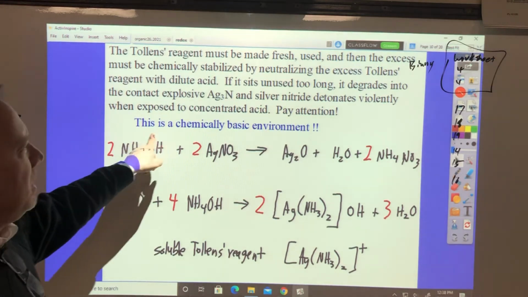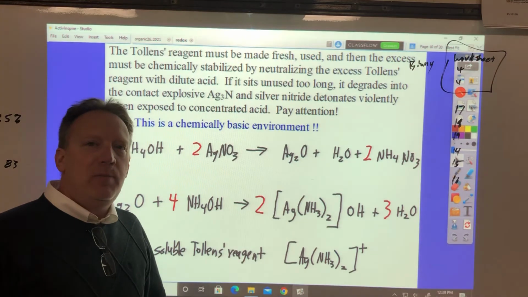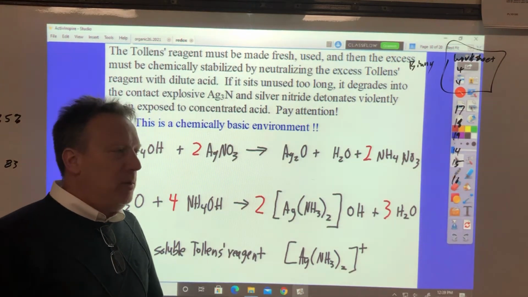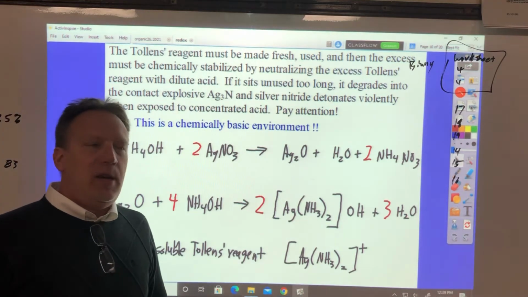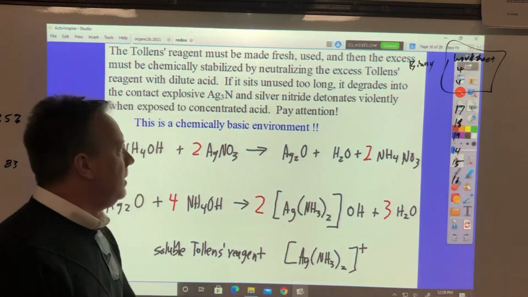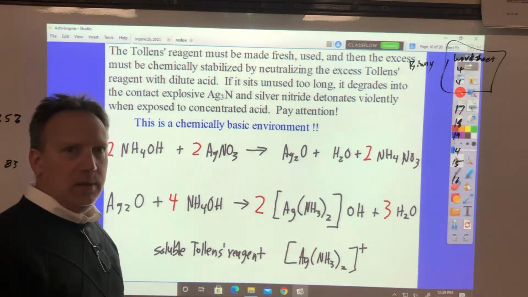So this is a chemically basic environment. We're not going to come off with limbs missing, and we're not going to use that much, so you don't need to notify FEMA or anything. But we do have to pay attention to what we're doing. It's small amounts, but you don't want a bad surprise.